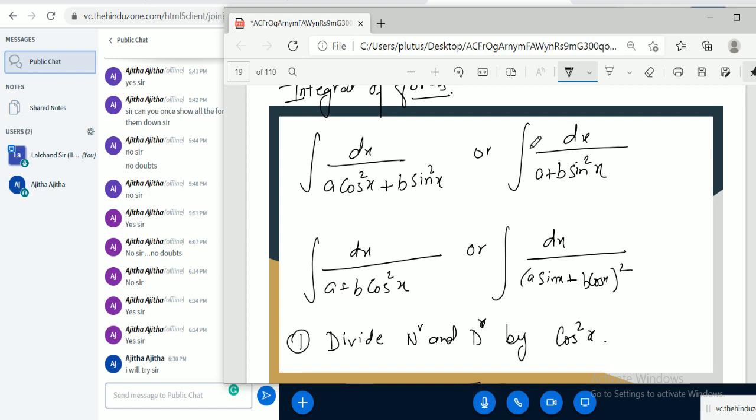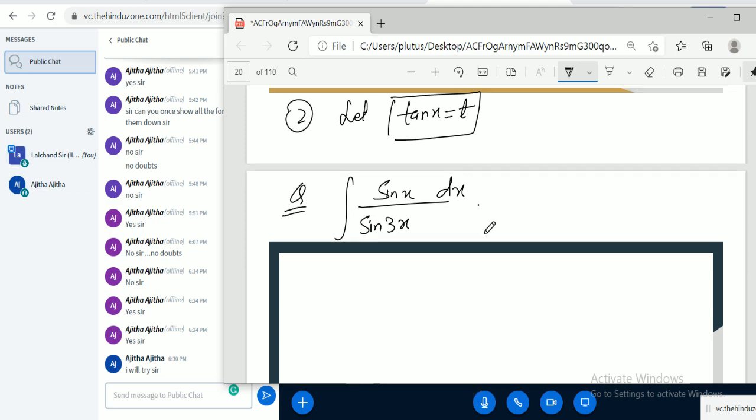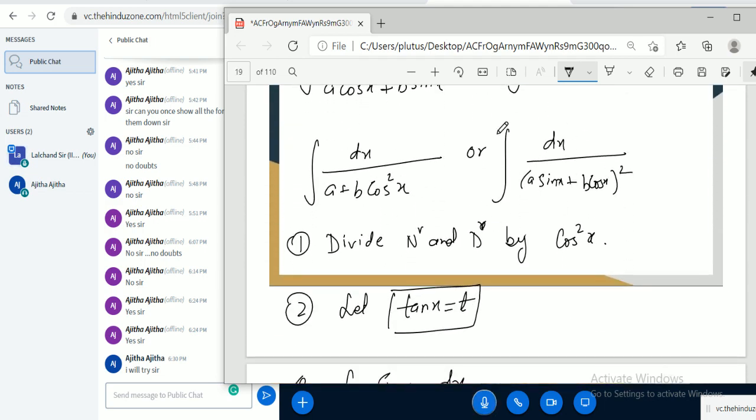Okay, so let us try to solve a question based on this form. So our question is the integral of sin x divided by sin 3x into dx. Okay, try to solve this question based on all these four forms.